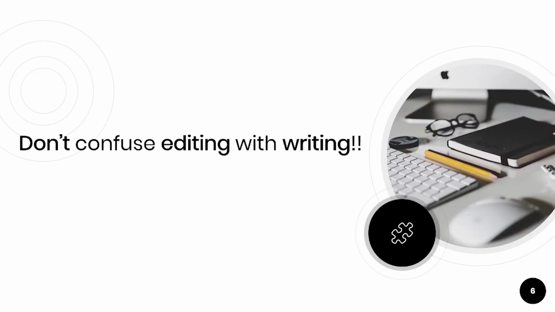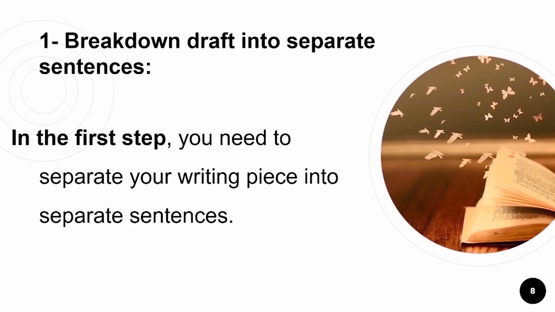Let's agree on one thing. People confuse editing with writing. If you don't want to do content and structural editing yourself, this means you need another person to write it for you. In the first step of content editing, you need to separate your writing piece into separate sentences. All you need to do is hit enter on the keyboard between any 2 dots. This will make your draft easier to go through.